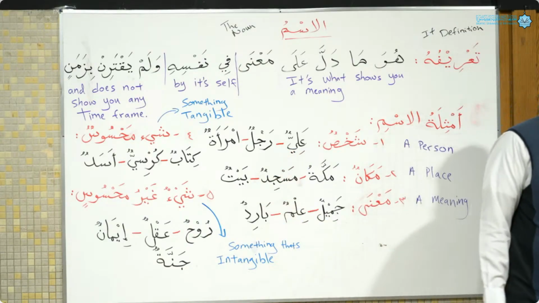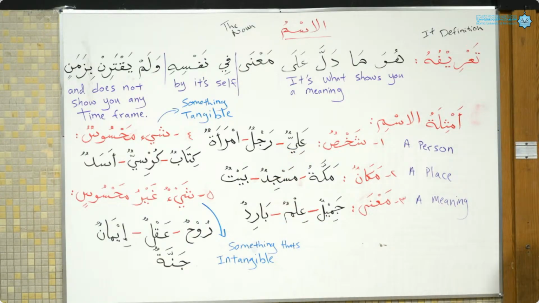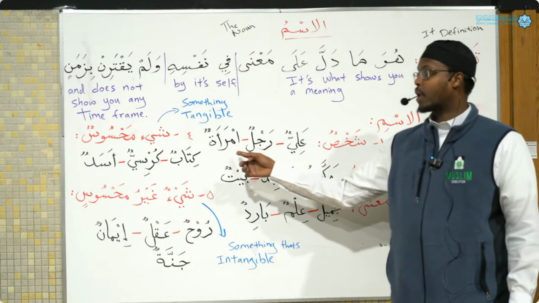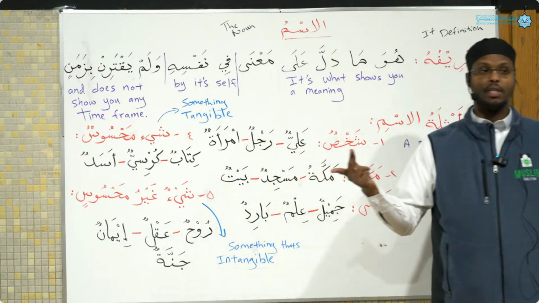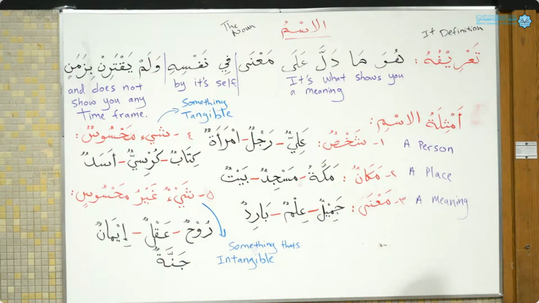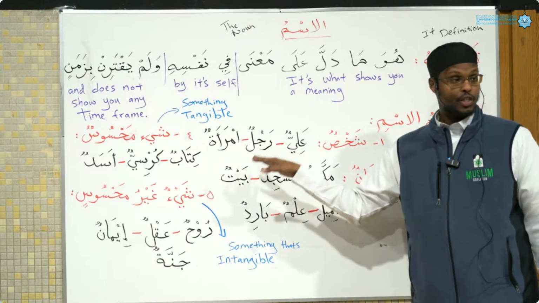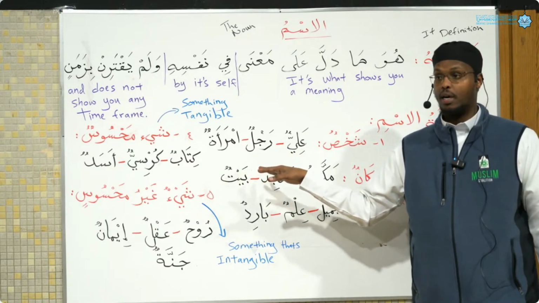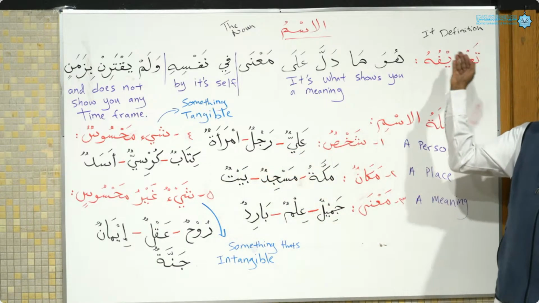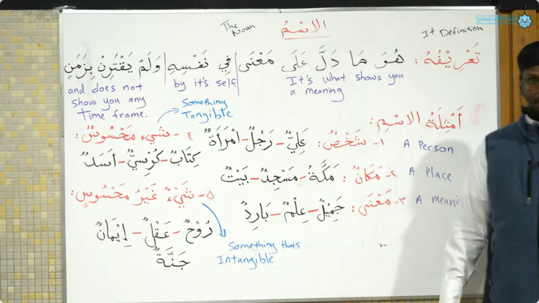And then, Rajulun. What does Rajulun mean? A man. Okay? Tamam? Rajulun is a man. Imra'atun means the opposite of a man, a woman. Tamam? So, Imra'atun means a woman. All of these are considered a shakhs, and so a noun. There are types of nouns. Tamam?